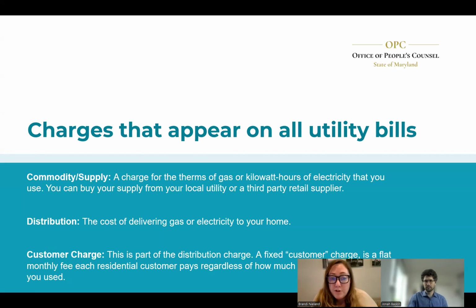Now, you can also buy your supply from your local utility or from a third-party retail supplier. So there is another option, but again, today we're focusing on BGE. The cost of your electric supply from your local utility company, so from BGE, generally changes twice per year. There's winter rates and non-winter rates. Now, the set price, whether it be winter or non-winter, is known as SOS, or Standard Offer Service Price.